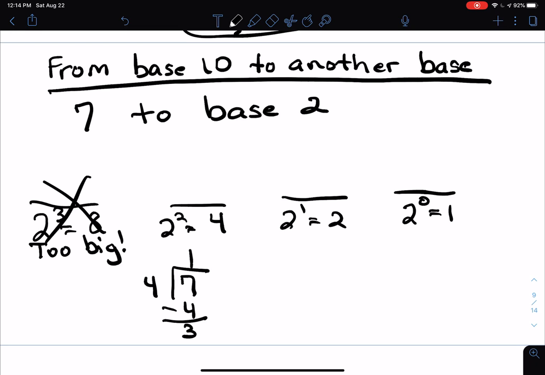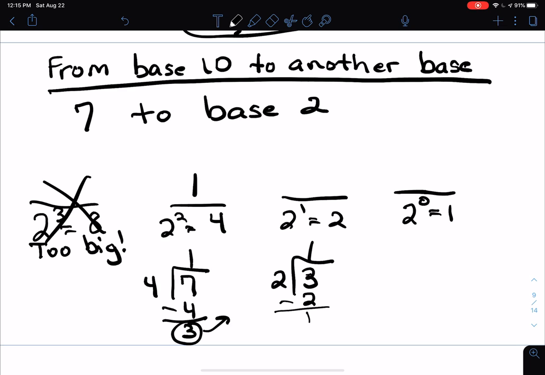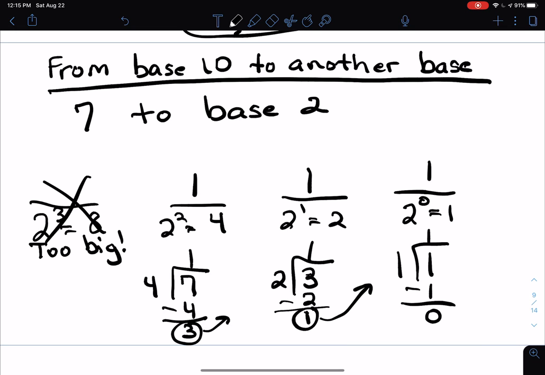Whatever our quotient is, that's what goes in this blank. Then our remainder is going to get carried over to the next problem. So we're trying to break this down and see how many groups of each place value we have. We take that remainder of 3 and divide by the next place value. We've got a 1. Then we've got a remainder of 1 that's going to go over here. But at the end, we're always dividing by 1, so whatever that number is will be the number.